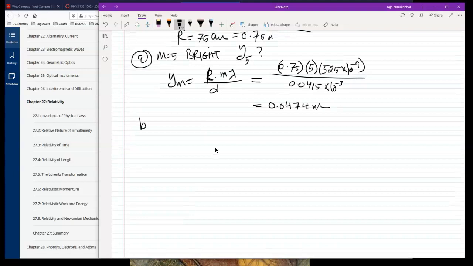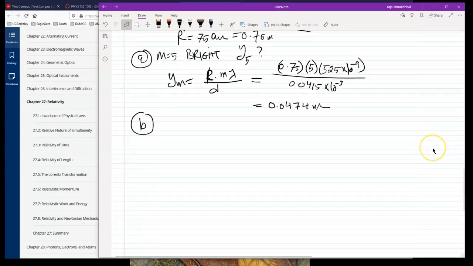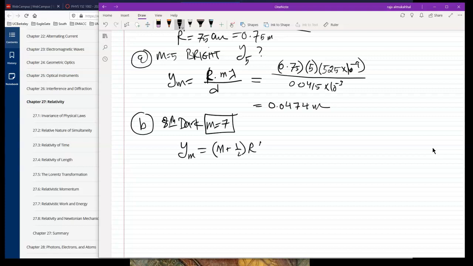Part B. He said, how far away from the central bright fringe on the screen, the eighth dark fringe. So eighth dark means m equals 7. Get that? So we can do it. y sub m is equal to (m plus 1/2) R lambda over d. Is that right? Just plug it in.